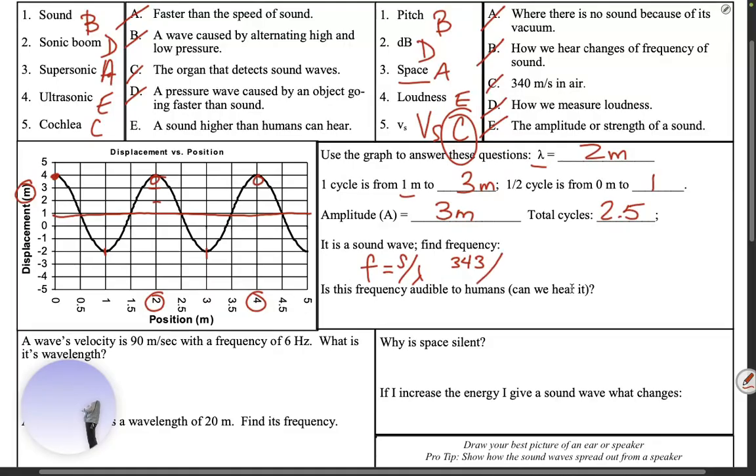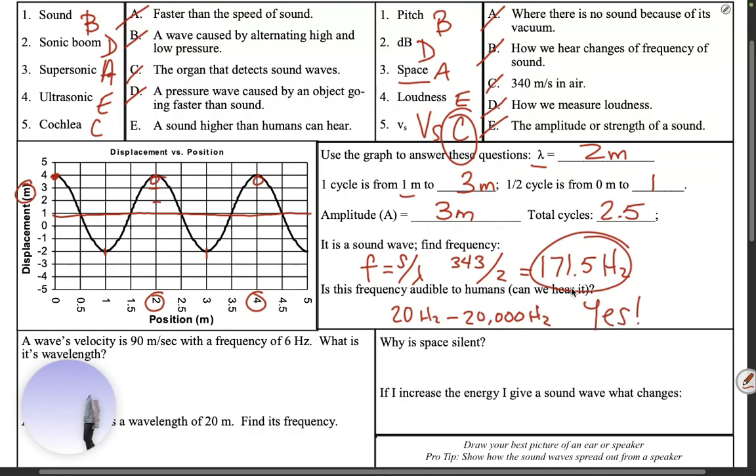But 343 meters per second, and then our wavelength we just indicated was 2. So you basically just want to find what half the speed of sound is, right around 170, 171.5 in this case. And we're finding frequency, so our unit of frequency is hertz. Is this frequency audible for humans? Can we hear it? Well, humans can hear ranges from 20 hertz to 20,000 hertz. So is this in that range? Yes, it is.